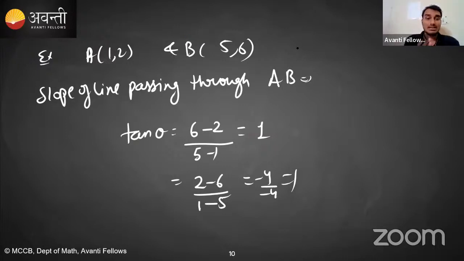So you have to make sure that if you are using the y coordinate of B first, then you have to use the x coordinate of B first. Okay, if it is clear, then let's proceed. So slope is understood.